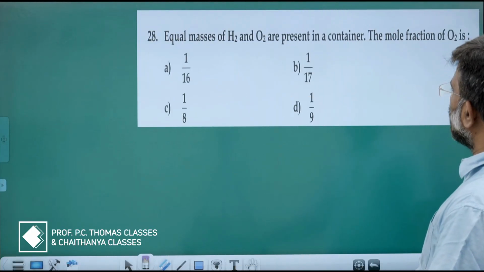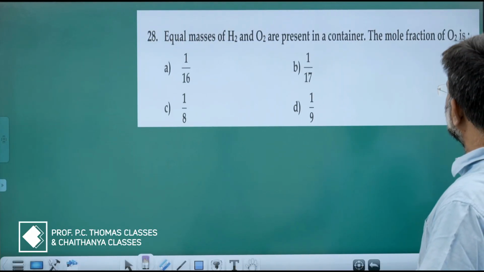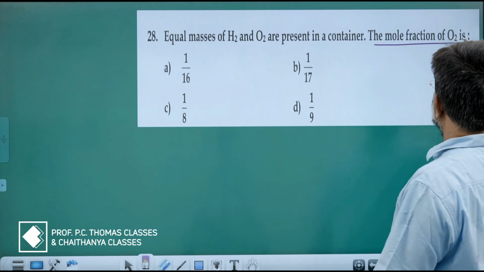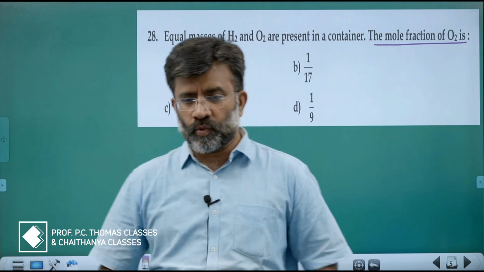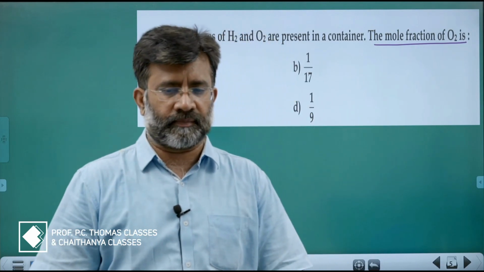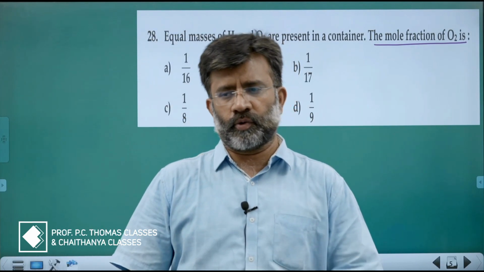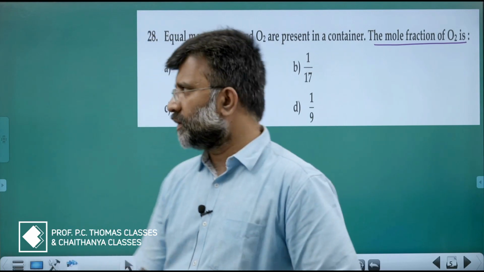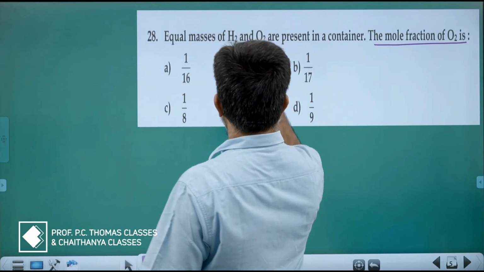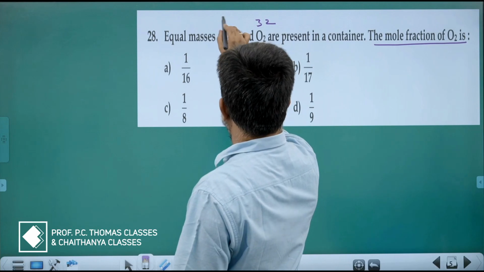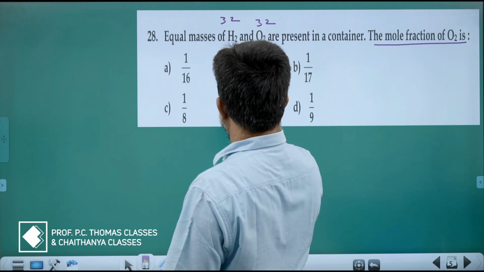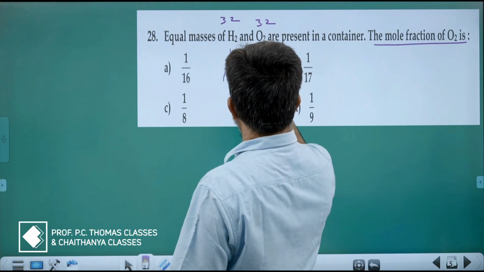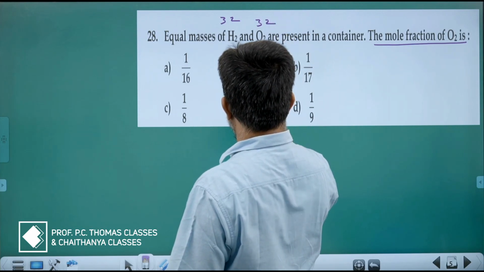Equal masses of hydrogen and oxygen are present in a container. The mole fraction of oxygen is? So you can take any mass. I am taking 32 gram oxygen and 32 gram hydrogen. 32 gram hydrogen is 32 by 2, 16 mole. 32 gram oxygen is 32 by 32, 1 mole.